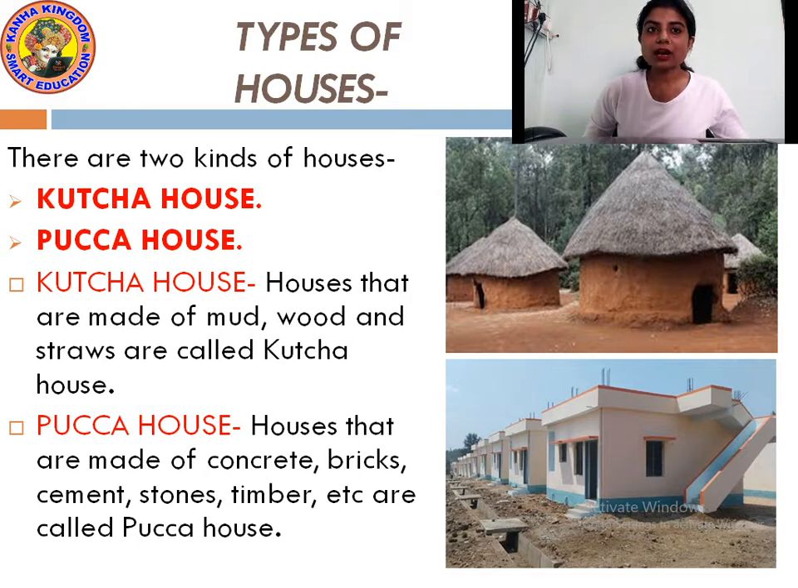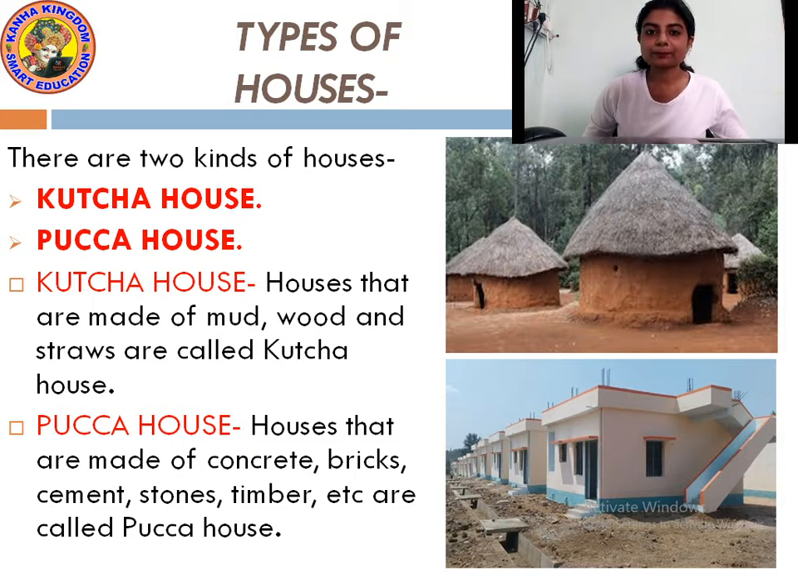Houses that are made of mud, wood and straws are called KUTCHA house. Can you see in the picture above? It is a KUTCHA house. It is made up of mud, wood and straws.